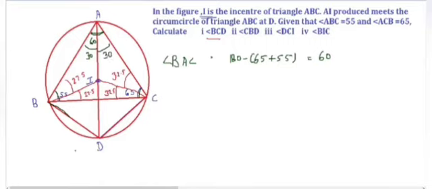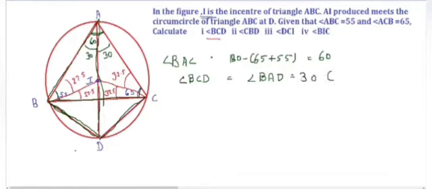Now we can see that chord BD is making angle BAD on the circumference, and the same chord is making angle BCD on the circumference. So from here angle BCD is equal to angle BAD equals 30 degrees. We can write the reason: angles in the same segment.